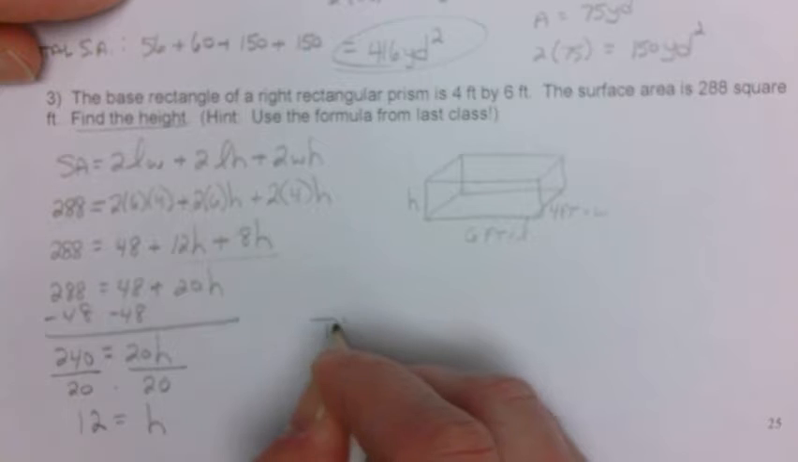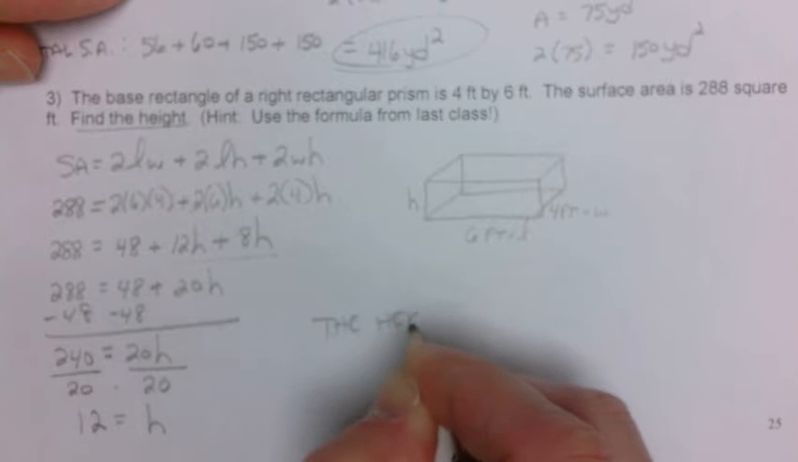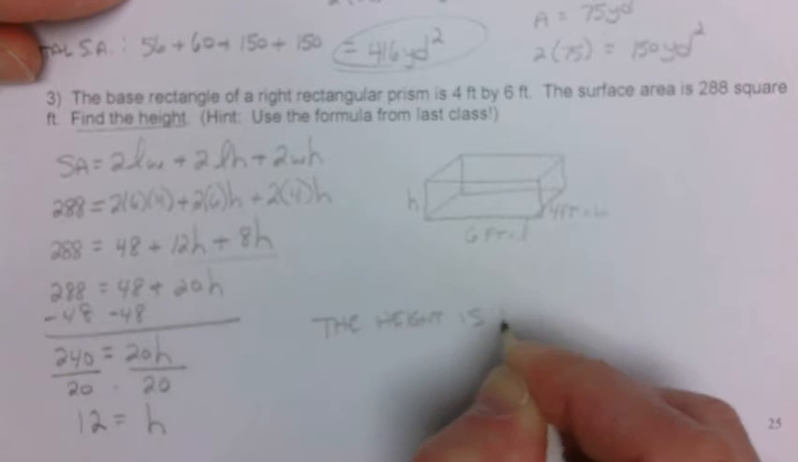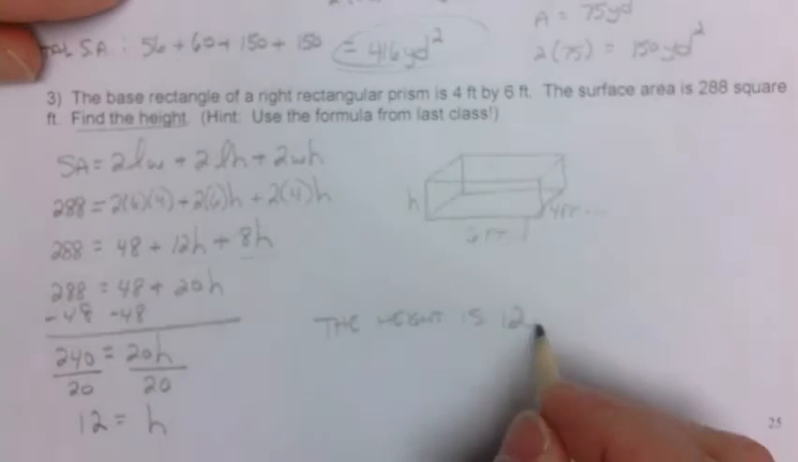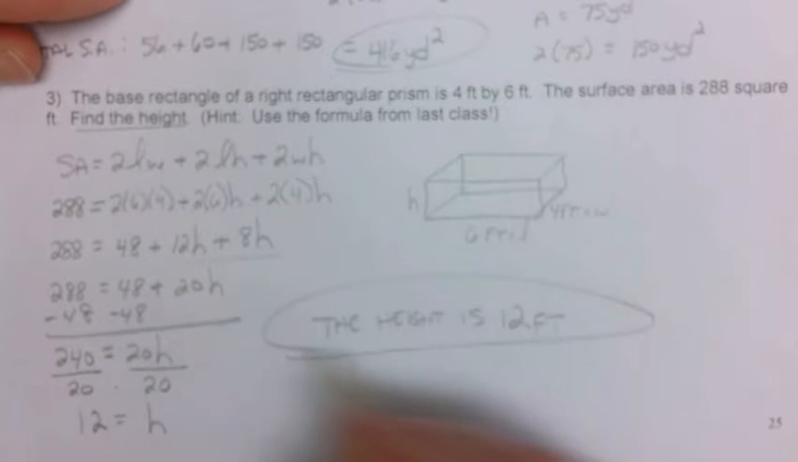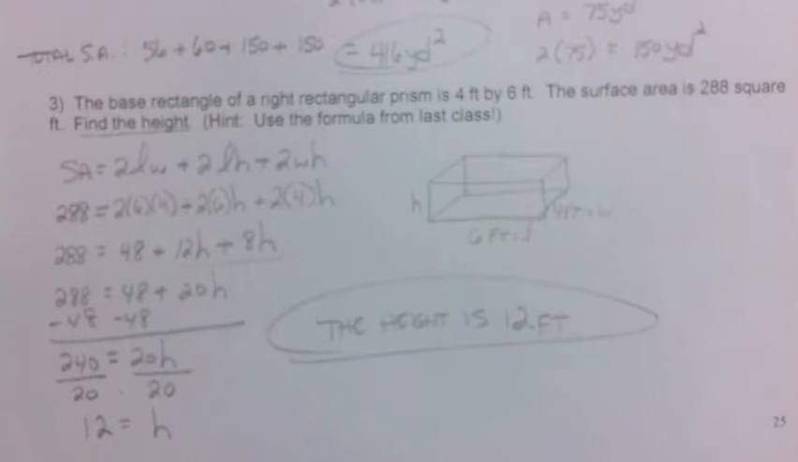This means that the height is 12 and the units are feet. The height of the prism is going to be 12 feet.